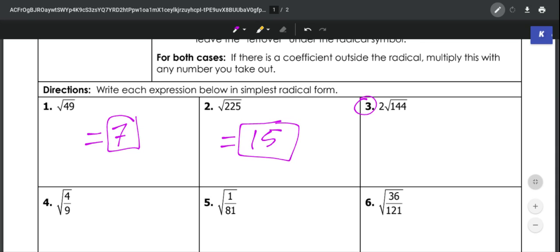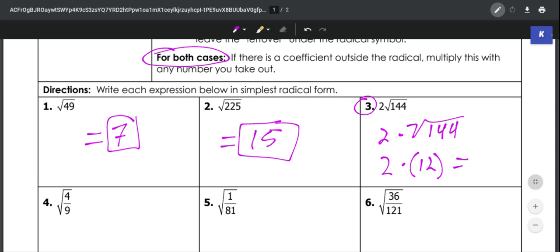3 is a good example of this last little note here. We've got 2 outside of a radical, and on the inside of the radical, we've got 144. So that's like saying 2 times the square root of 144. And the square root of 144 is 12. So we would bring that outside of the radical and multiply it by 2. So our final answer would be 24.